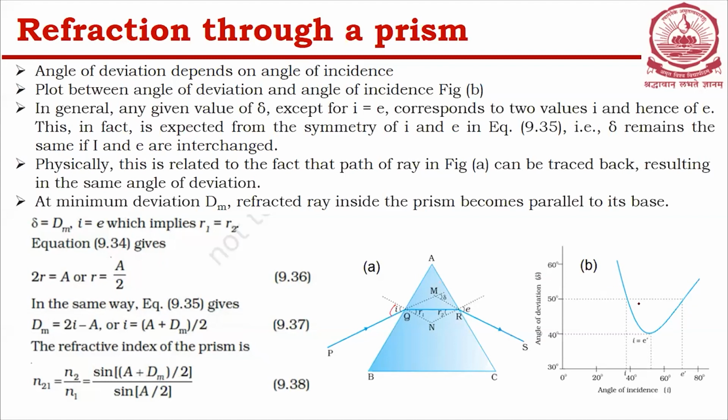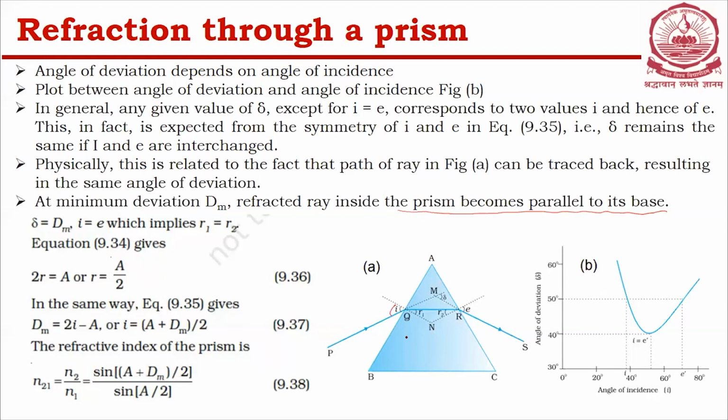It is like a simple parabola. You can see in this graph there is a point at which the angle of deviation is minimum. That is at 40 degrees, the angle of deviation is minimum. What is the speciality of this angle of minimum deviation? At this angle of incidence, the refracted ray will be parallel to the base of the triangle. It is parallel to the base of the prism. This is the angle of minimum deviation.